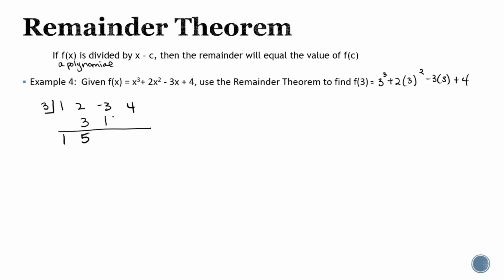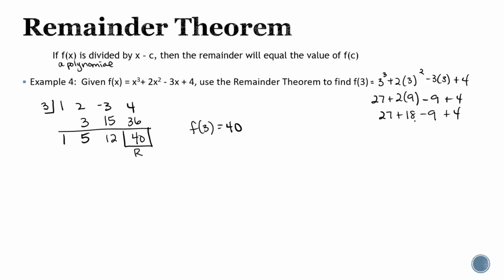Multiply, 3 times 5 is 15, and add. 3 times 12 is 36, and I add. This right here is my remainder, so f of 3 would equal 40. Now let's check. So over here, when I just plug in the 3, I'm going to get 27 plus 2 times 9 minus 9 plus 4. So that's 27 plus 18 minus 9 plus 4. So that ends up getting me 40. Okay? So sometimes it's quicker just to do the division in order to find that function value.